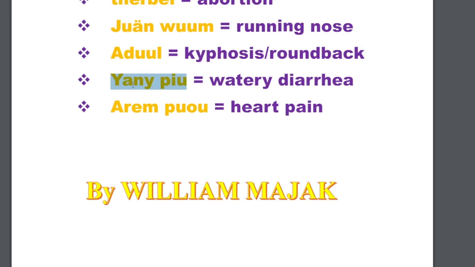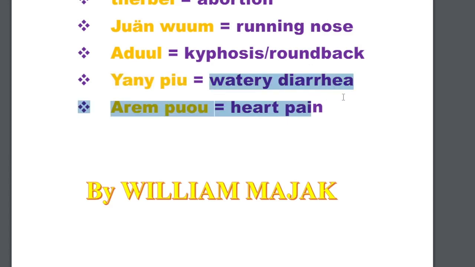Yan pew. Yan pew means watery diarrhea. We got it before: yan means diarrhea, pew means water. Combined together, yan pew means watery diarrhea. The other one is yan riem. We put riem here, which means bloody diarrhea or dysentery. Okay, guys. Yan pew, watery diarrhea.